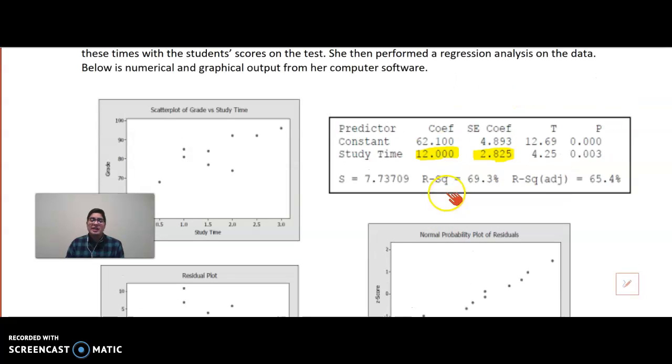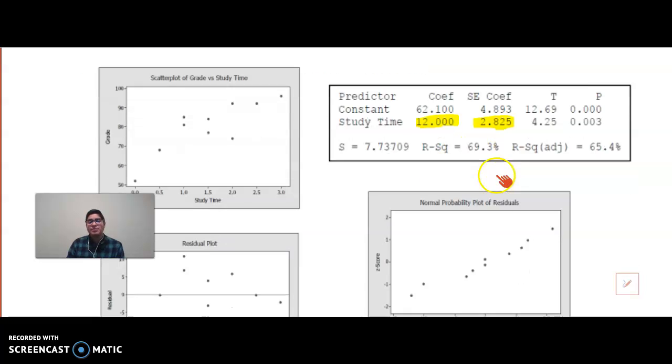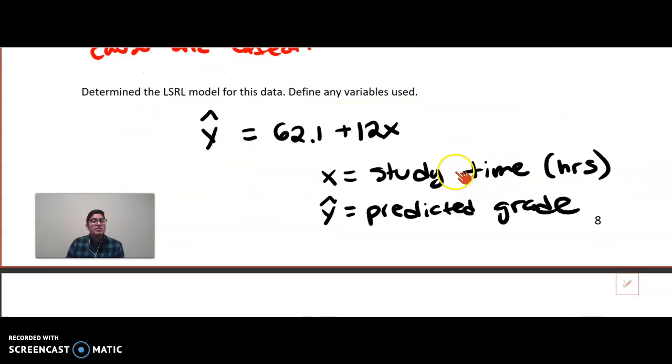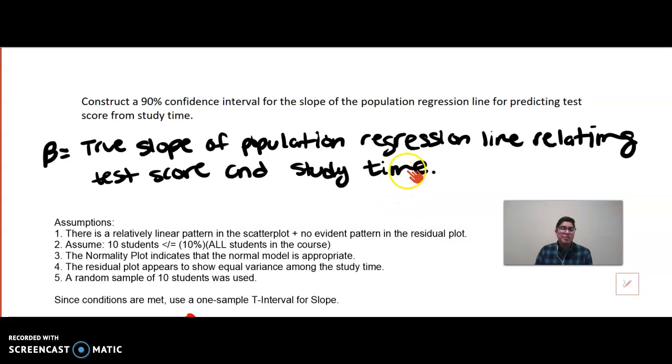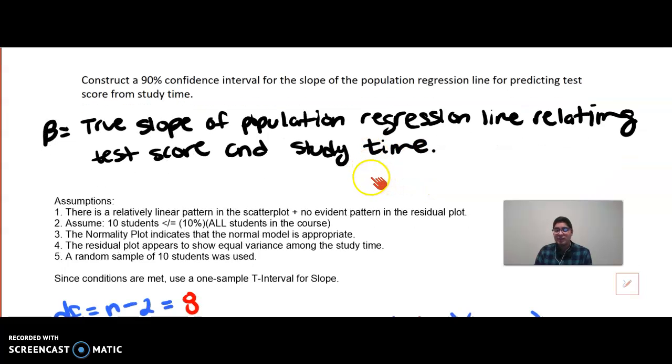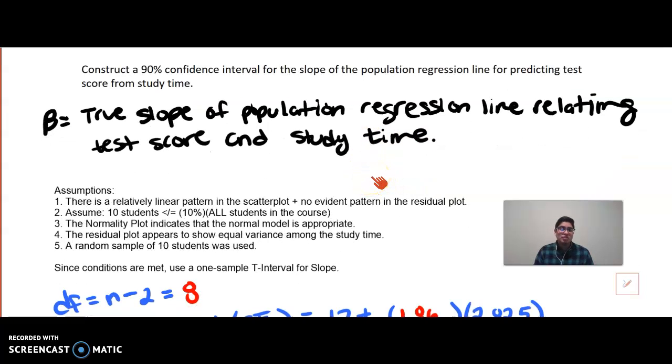So the 2 values that I need from my computer output are the slope and then the standard error of the slope. So this is my b and this is my SE subscript b. Now I'm going to start by identifying the parameter, which here is the true slope of the population regression line relating test score and study time. So my response and my explanatory. Next up, I check my 5 assumptions here, and I saw there was a relatively linear pattern in the scatter plot, plus there was no evident pattern in the residual plot.